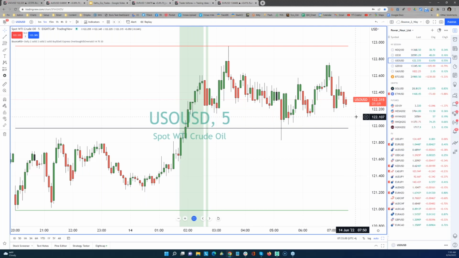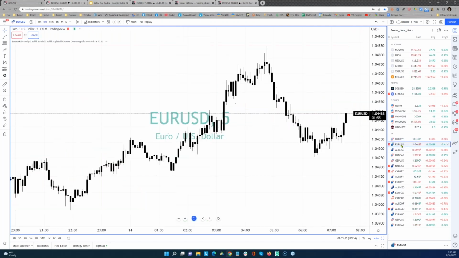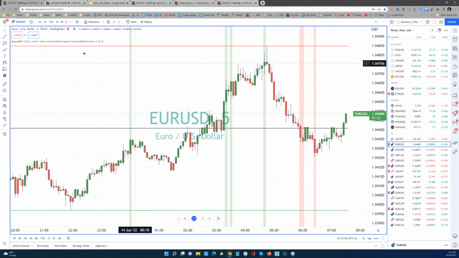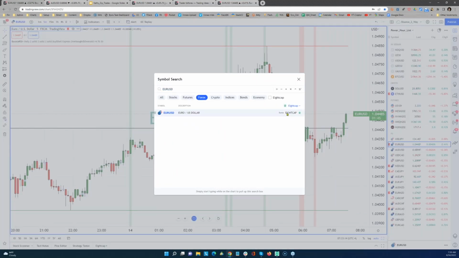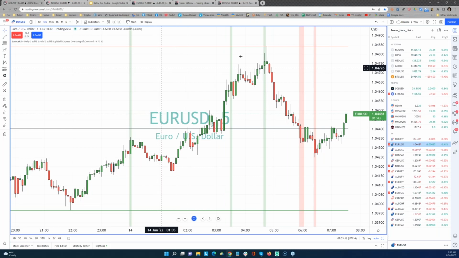Let's just do a Eurodollar trade. Let me just make sure I get this. I need to make sure that it's sitting on Eightcap. Okay, here's an Eightcap Eurodollar trade on a 5-minute chart. Doesn't matter, right? So you can trade directly from TradingView charts.